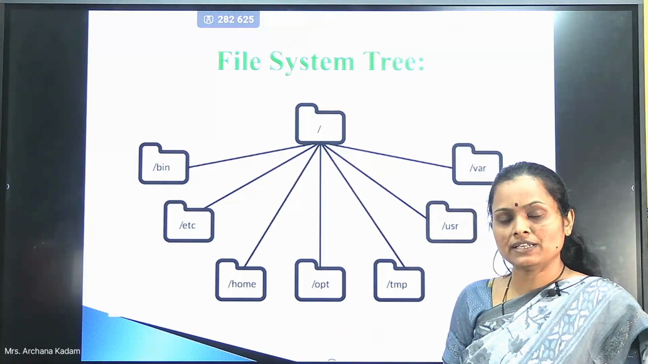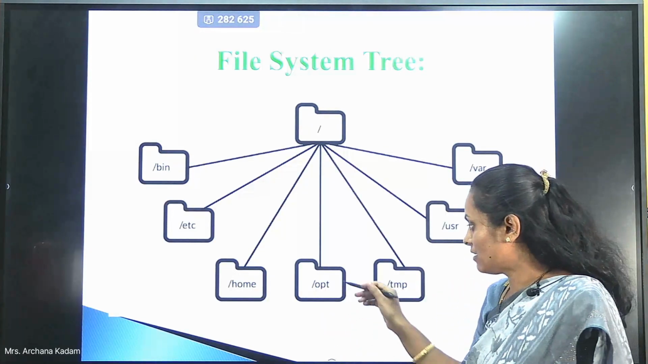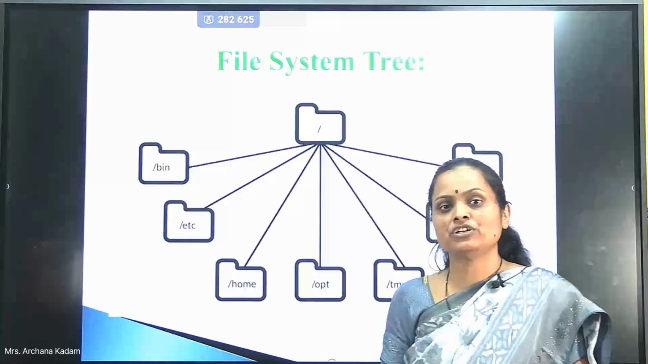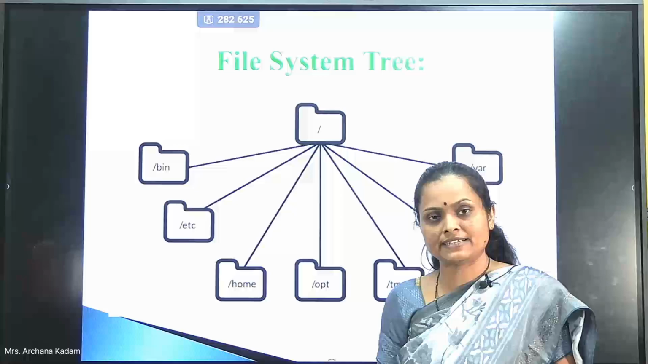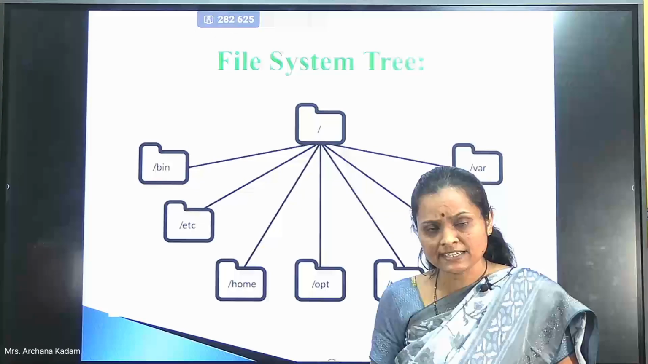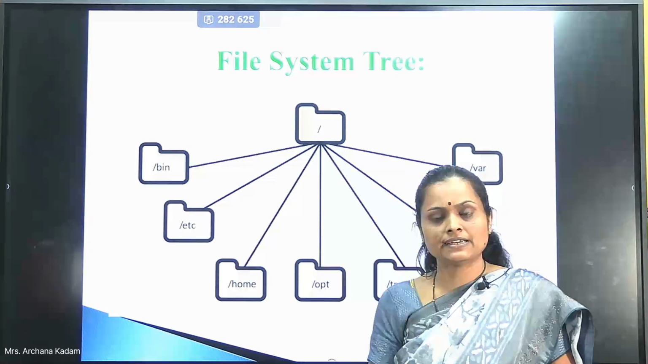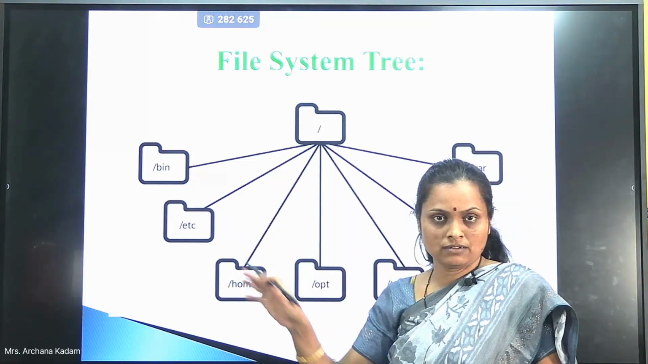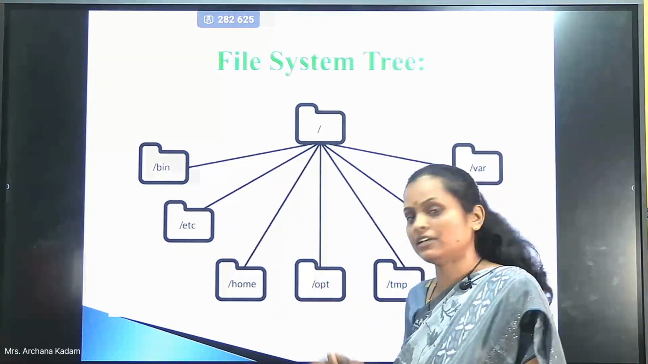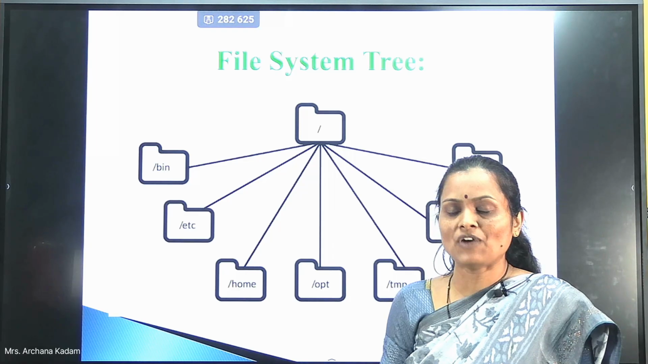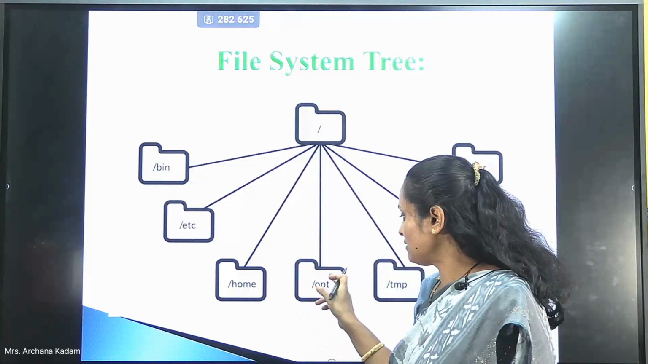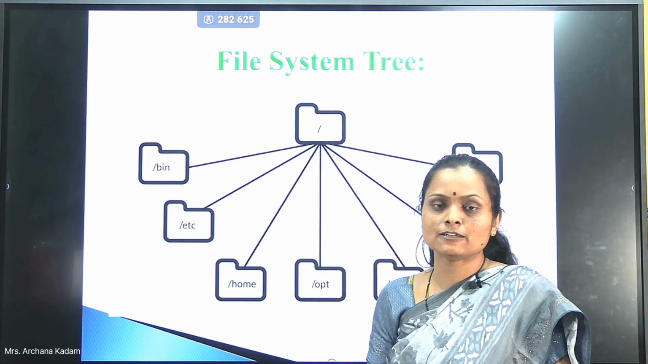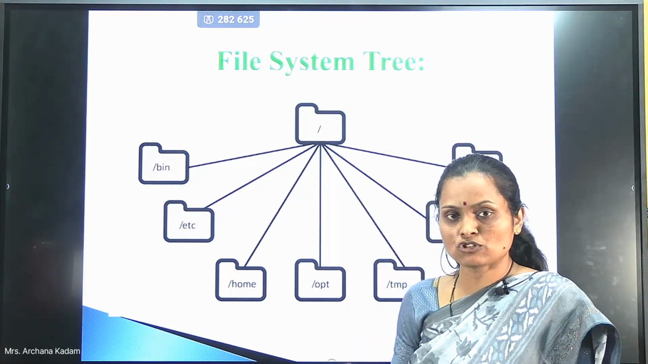Then there is /opt, which contains the optional files. These are files which are not stored in other file systems. For example, files like Google Earth may be stored in the optional file system. It contains software installable files.